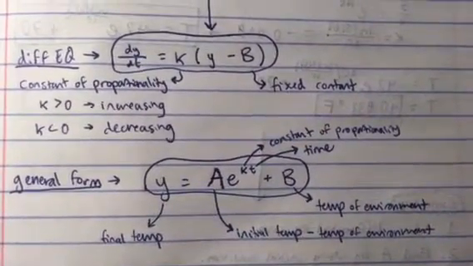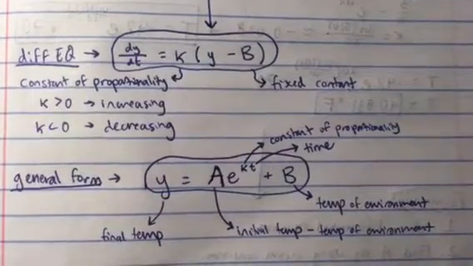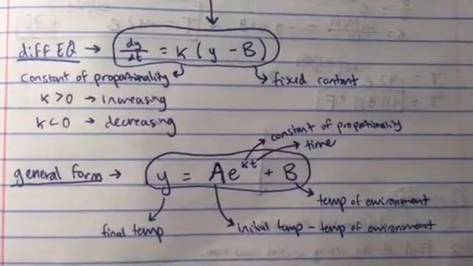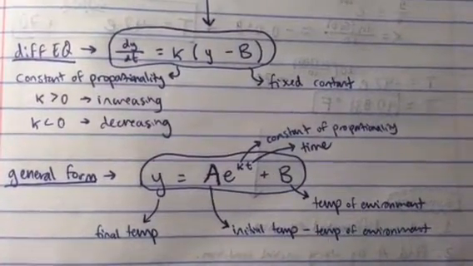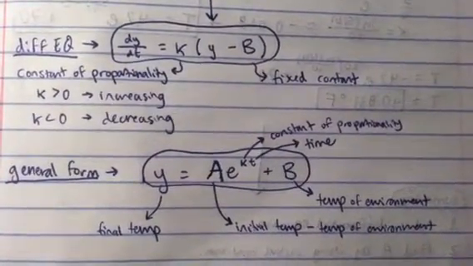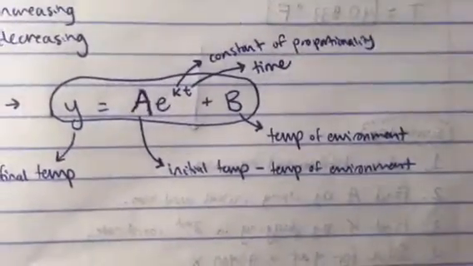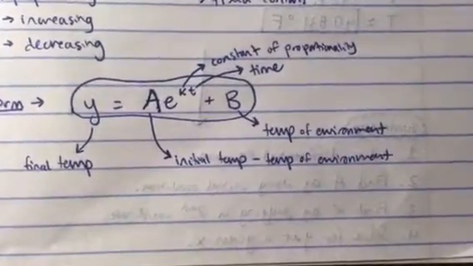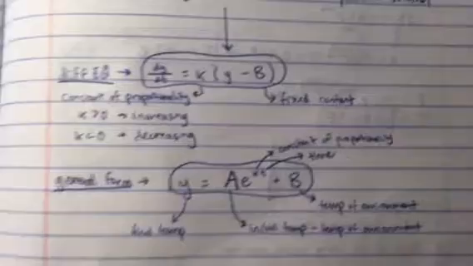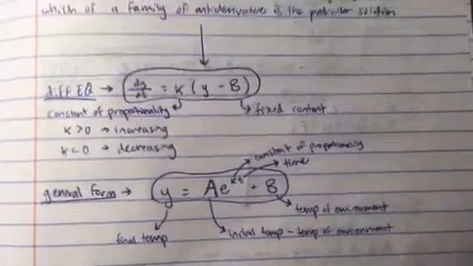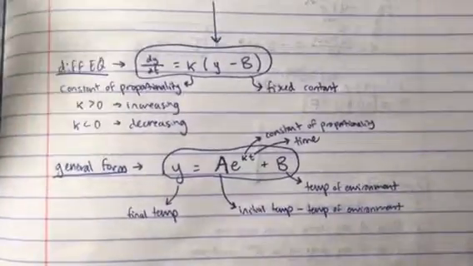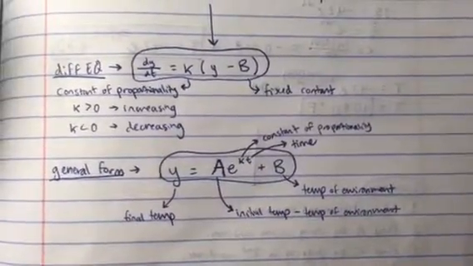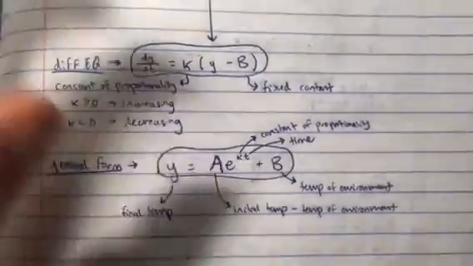And then we can solve this differential equation to find the general form y equals a times e to the kt plus b. And then here's all of what the variables stand for. And obviously the numbers within these will change from problem to problem, but these are both general forms that will work with every heating and cooling problem.